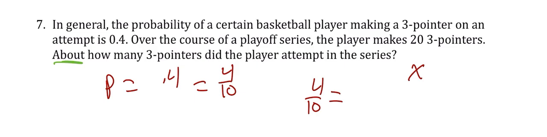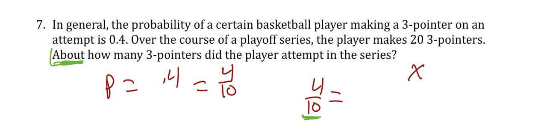And they say here, about how many. The reason that's an important detail is because 4 out of 10 is like our theoretical probability in this case, because they say in general. Just like in general, flipping a coin, there's a 50% chance that you get tails or you get heads. And then the experimental probability in this case is kind of like what happened in this specific playoff series.